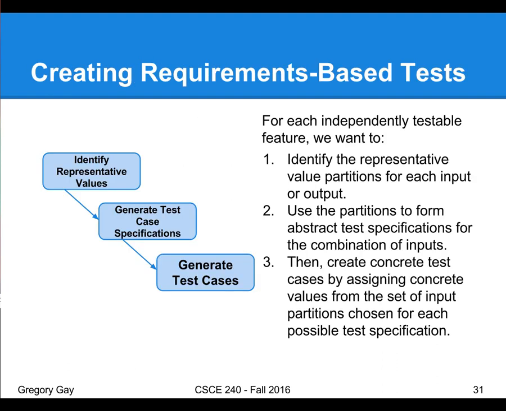Right. So for each of these independently testable features, you want to identify their parameters, identify representative values for each of those parameters, right? So for each of those, we want to chop them up into different groupings. So now we have each of these individual inputs partitioned. Now for tests, we feed in the combination of inputs, right? So not just a value for one, but a value for all inputs to that function. So from there, we want to form the different possible combinations of those partitions for a set of inputs to get your set of abstract test specifications.